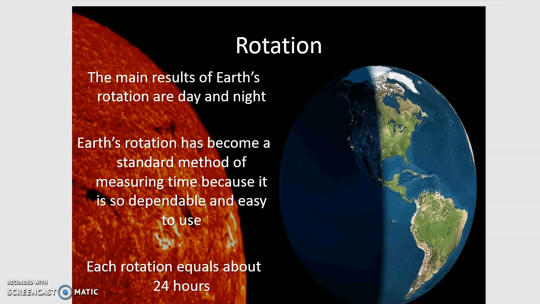Starting with rotation, Earth's rotation is a very, very standard motion where Earth is just going to spin on its axis, and that gives us day and night. It takes us about 24 hours to complete one rotation, and we rotate counterclockwise.